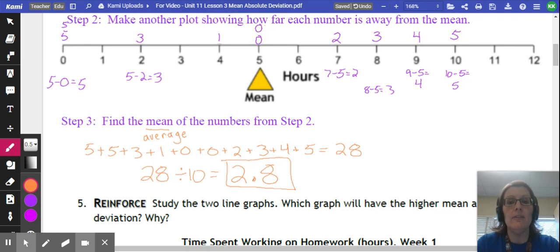What that means is that each of our numbers is an average of 2.8 away from the mean. Just like with all averages, some of them will be a little bit higher because 5 is a little bit further away than 2.8. And some of them will be closer, like the zeros are exactly on the mean. But the average distance away from our mean is 2.8 for this problem.